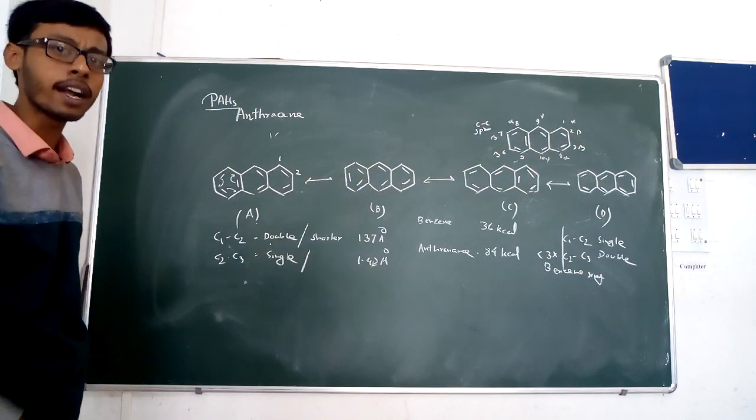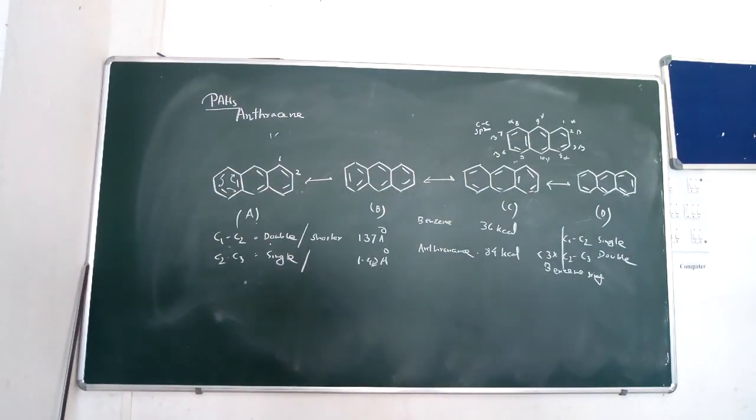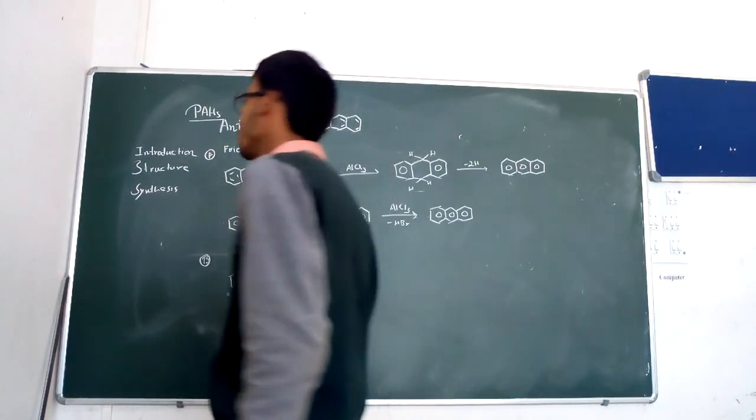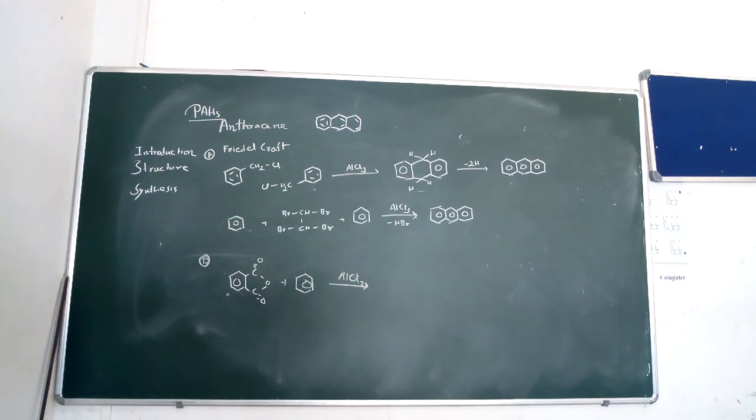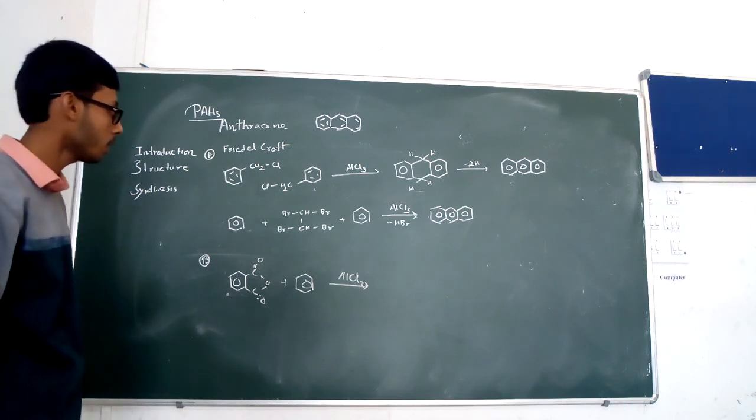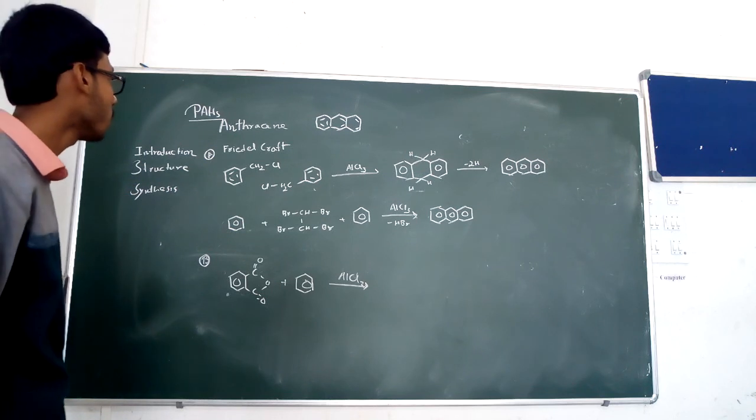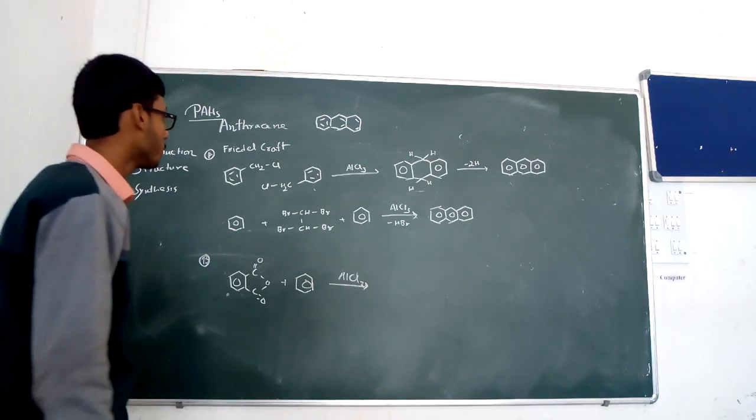Now going to the direct synthesis part. Anthracene may be synthesized from three reactions. Here I will discuss about three to four reactions. And first one is the Friedel-Crafts acylation. You know that the Friedel-Crafts reaction is carried out in the presence of aluminium chloride.